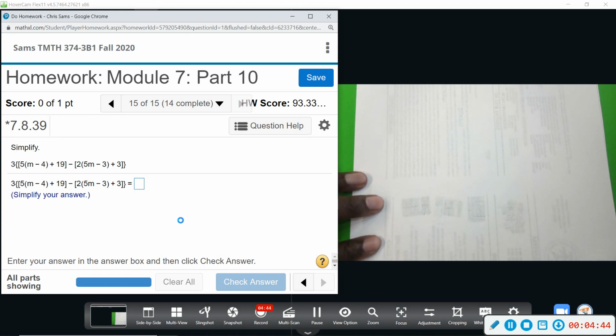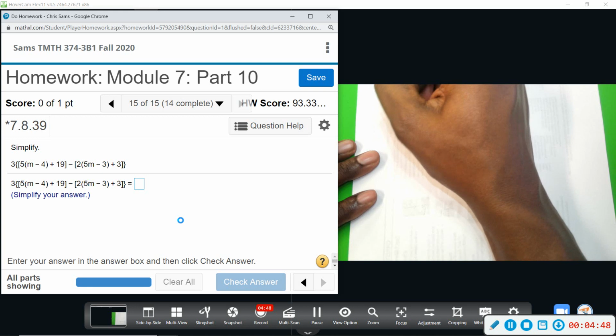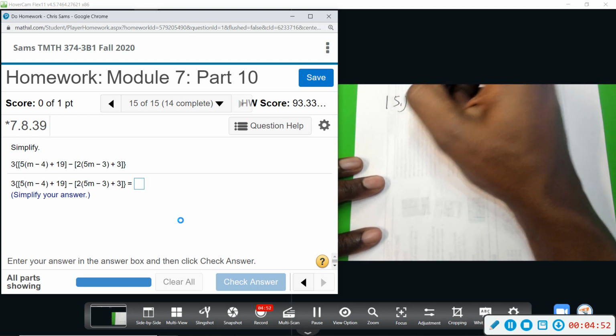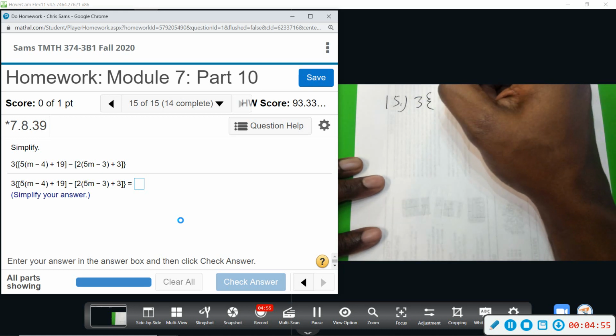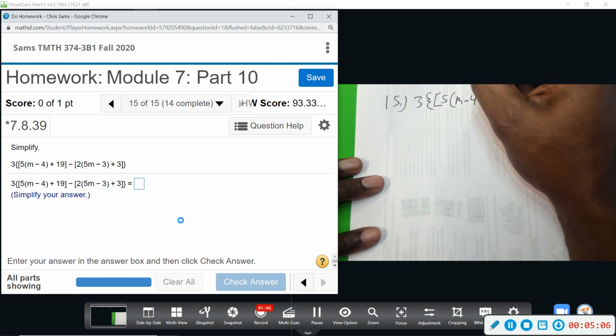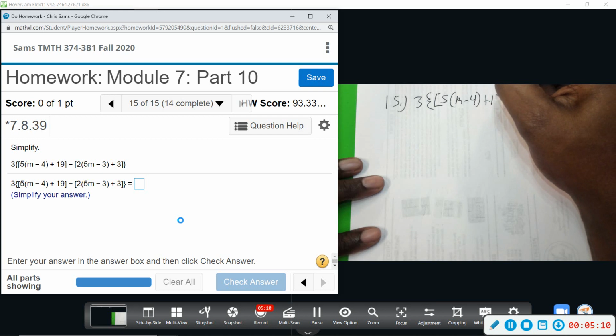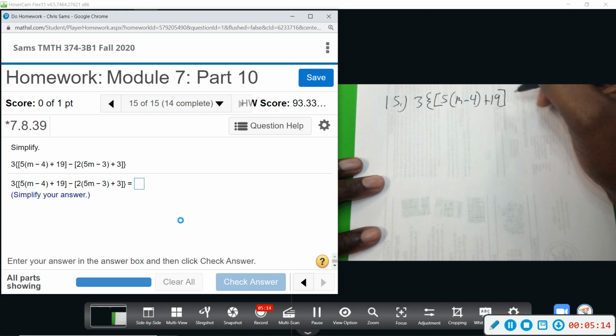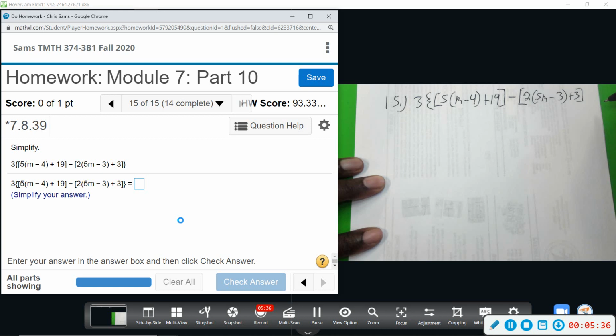Number 15, we have 3 outside of a curly bracket, and then we have a square bracket, and then we have a 5, and then parentheses, m minus 4, close parentheses, plus 19, close square bracket, minus, open square bracket, 2, open parentheses, 5m minus 3, close parentheses, plus 3, close square bracket, close curly bracket.